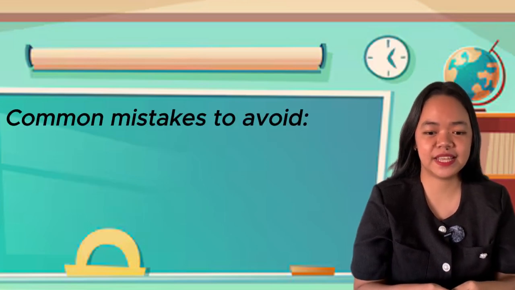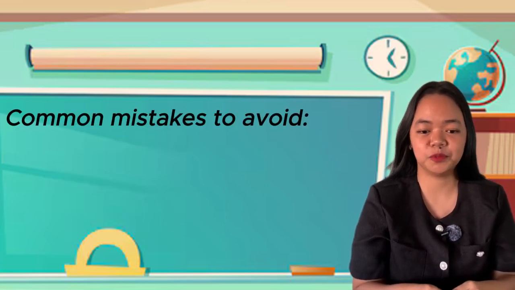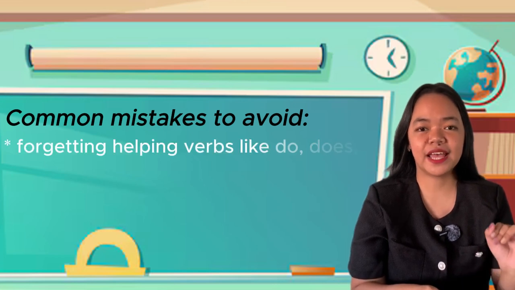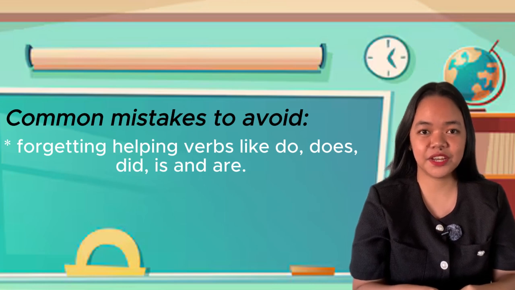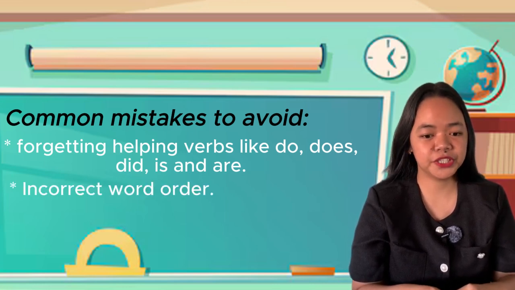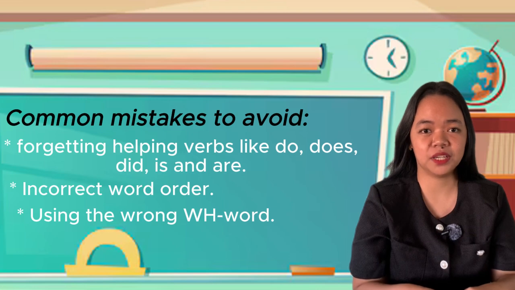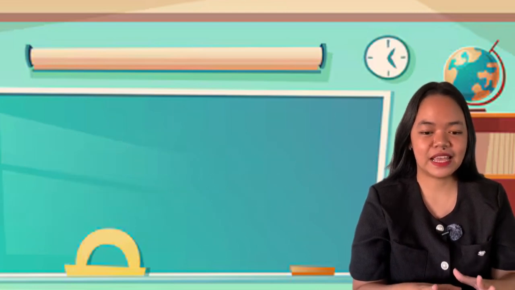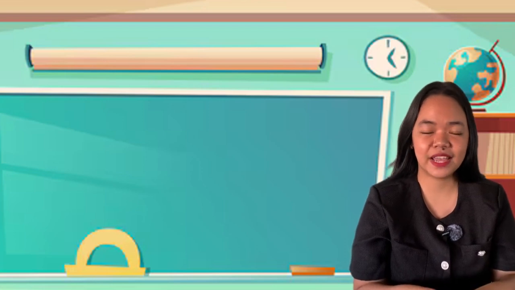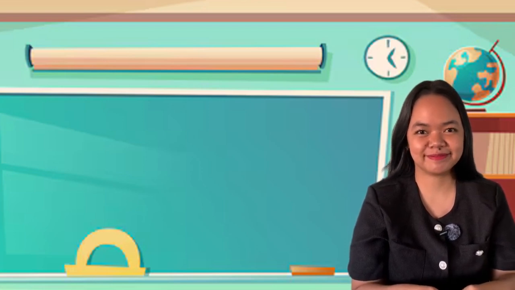These are the common mistakes to avoid when constructing a WH question. Forgetting helping verbs like do, does, did, is, and are. Incorrect word order and using the wrong WH word. Always remember the correct structure. It helps make your questions clear and easy to answer.